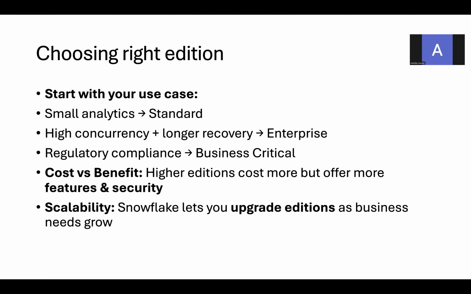Choosing the right edition. Start with the use case. Small analytics: standard. High concurrency and longer recovery: enterprise. Regular compliance: business critical. So higher concurrency and longer recovery is enterprise. Regular compliance is business critical. Of course, business critical also supports higher concurrency plus longer recovery. What is higher concurrency? What is longer recovery? I explained in the few slides before.